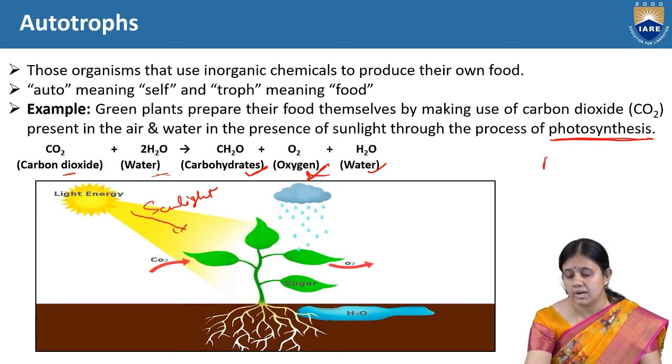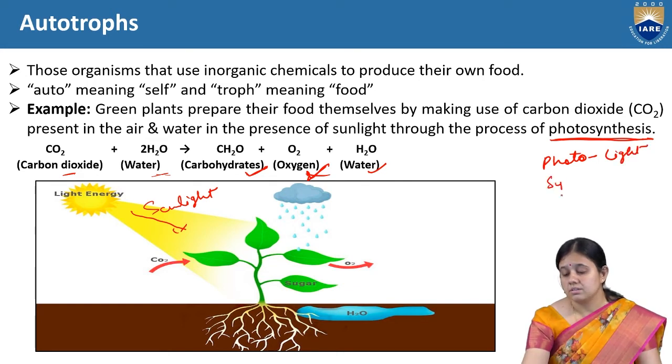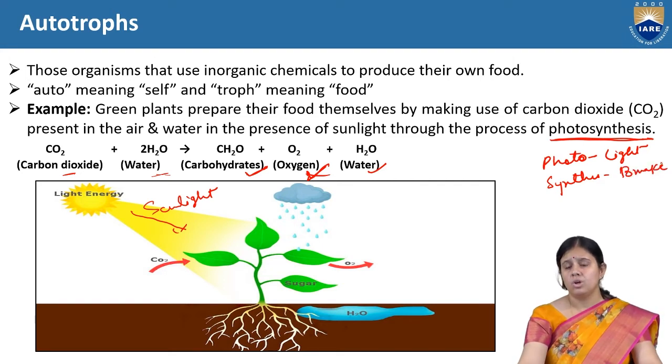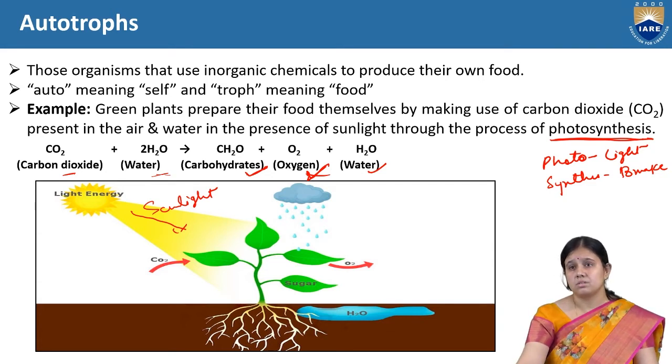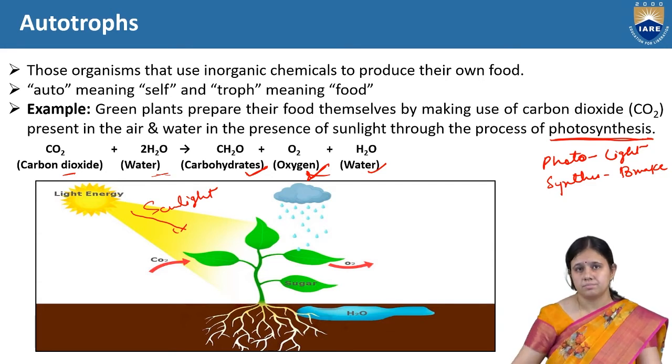Photo means light, and synthesis means to make, to synthesize. So green plants use sunlight to make their own food. This process is called photosynthesis.